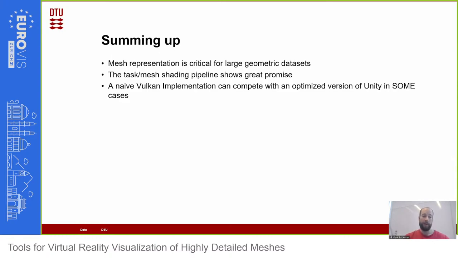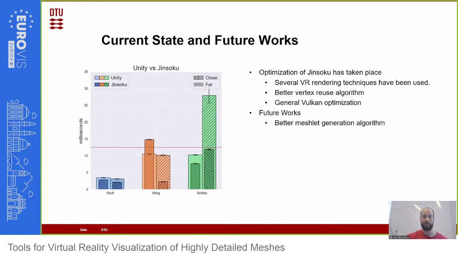So if we sum it up here, I don't think it's surprising, but the mesh representation is really critical for a good performance. The larger it gets, the more time we have to spend processing it. The task and mesh shading pipeline show great promise because as datasets get larger, it becomes more part of the process to inspect it up close and only look at part of it. And here the mesh shading pipeline really gives a great utility to visualize large meshes, but only look at part of it at a time. And also we found that a naive Vulkan implementation in some cases can compete with an optimized version of Unity. Albeit this is at the cost of a much longer production time.